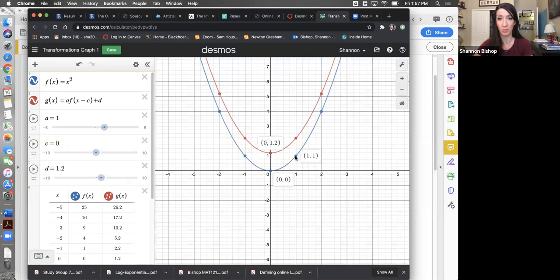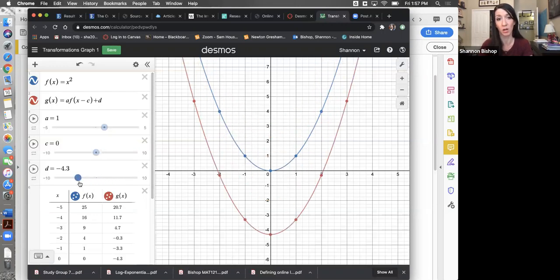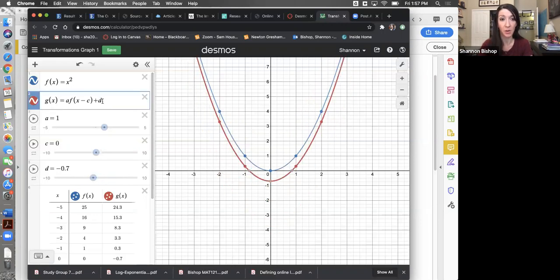And then this blue dot right here at the input value of 1 has simply lifted up to a new output value at 2.2, but the input didn't change. It is still at a location of 1. The inputs are not changing here. It is only the outputs that are either getting lifted or getting lowered. And again, play on words, the D value is on the outside of the function notation. It is not inside the parentheses. It's on the outside.